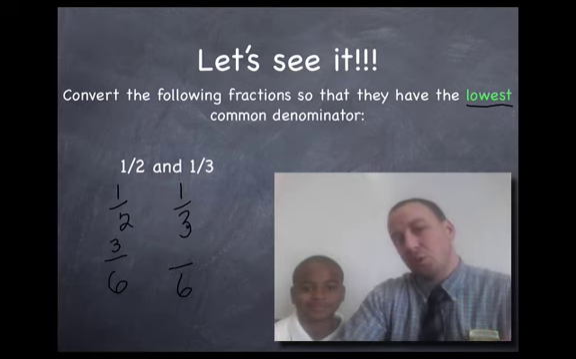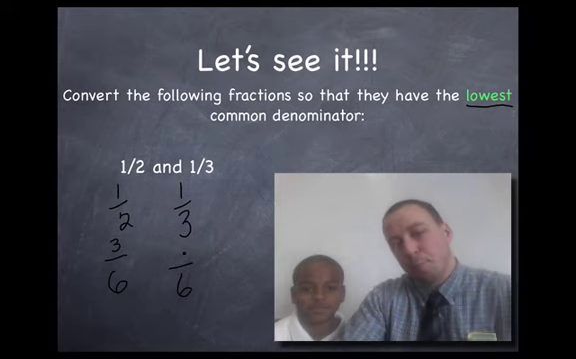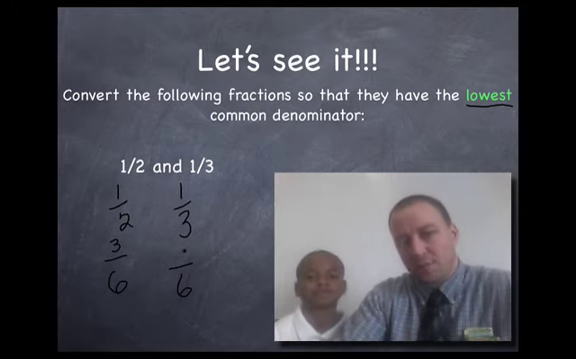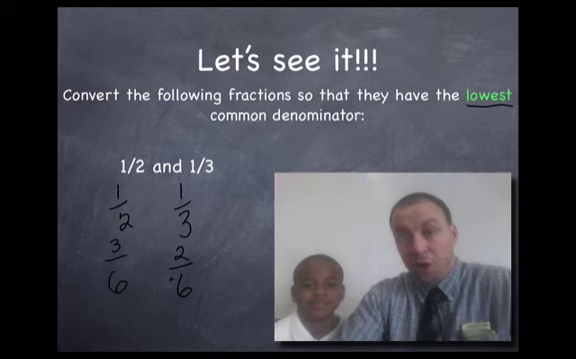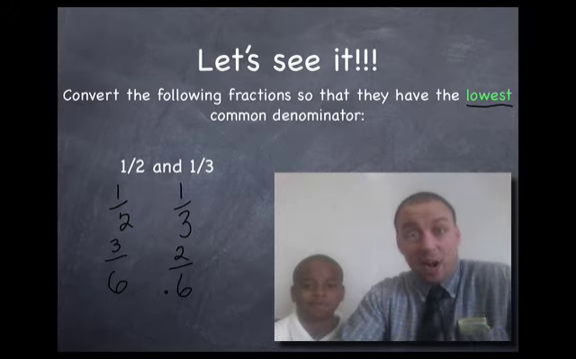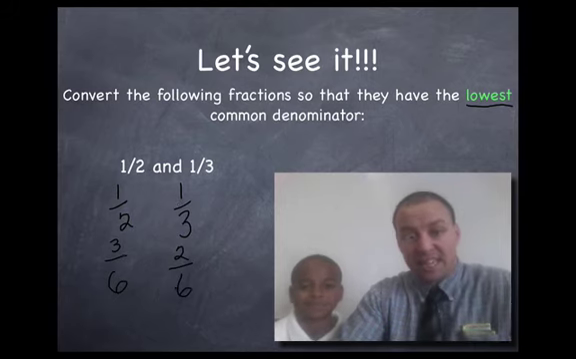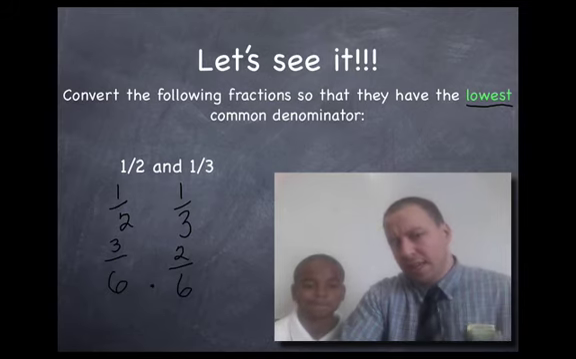All right, Daniel, so 3 times what equals 6? 2. Okay, and then what is 1 times 2? 1 times 2 is 2. Correct. Okay, so look, we did it. We've converted these fractions, 1/2 and 1/3, so that they share a denominator, 6. 1/2 is equivalent to 3/6, and 1/3 is equivalent to 2/6. Let's take it a step further.